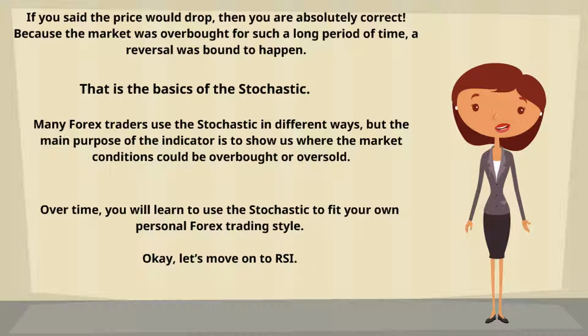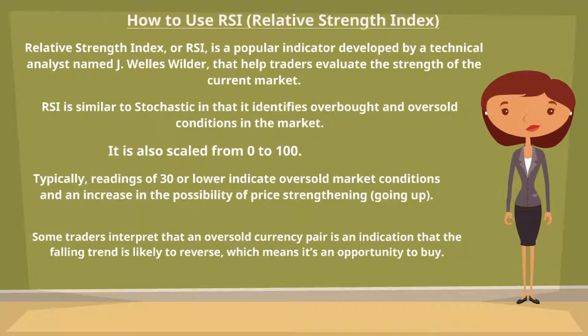How to use RSI, Relative Strength Index. Relative Strength Index, or RSI, is a popular indicator developed by a technical analyst named J. Wells Wilder, that helps traders evaluate the strength of the current market. RSI is similar to stochastic in that it identifies overbought and oversold conditions in the market. It is also scaled from 0 to 100.